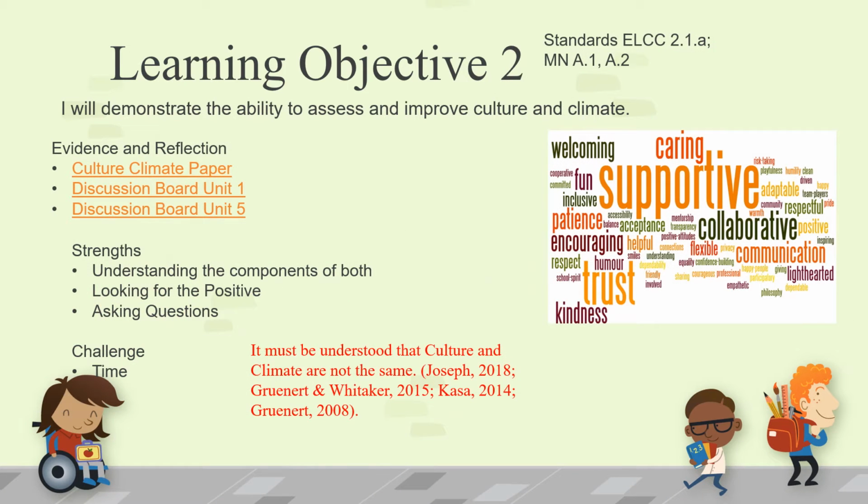Learning Objective 2, I will demonstrate the ability to assess and improve culture and climate, goes hand in hand with Learning Objective 1. In addition to the evidence from Learning Objective 1, I've also included Discussion Board 5 as evidence. In order to improve culture and climate, it is first essential to understand what culture and climate are, and that they are in fact not the same.